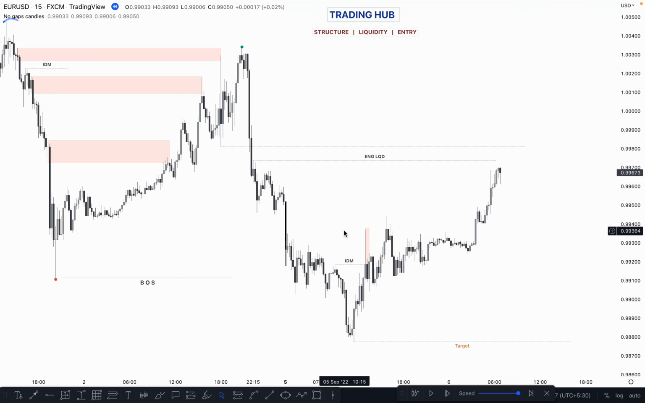So this is your first POI where we can sell, and the next entry is possible after taking out the engineering liquidity. Okay, so at this point, if you look into the lower time frame, a 1 minute, possibly you can get a break even, and maybe your stop loss depends on the next entry, which is here after taking out the engineering liquidity.